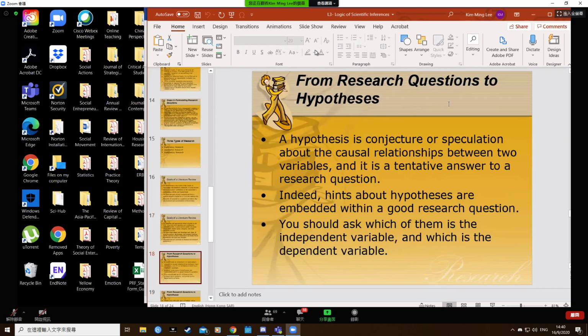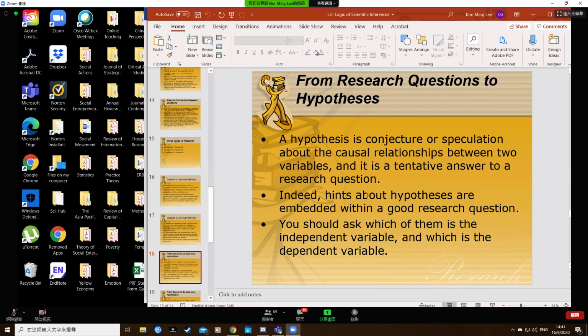So from research question to hypothesis, and hypothesis is the conjecture or guess or speculation about the causal relationship between two variables. So this is a tentative answer to your questions. So indeed, hints about hypotheses are embedded within a good research question. For example, your research question is about whether age, ethnicity and previous divorce relationship affect one's chances to get divorced in future. So in this case, this kind of research question has already identified the independent variable, three independent variables. So at least you have three hypotheses.